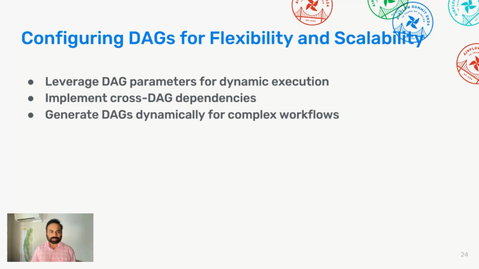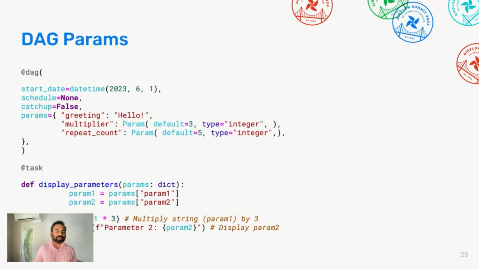We should also, as much as possible, try to implement everything we need for a given data flow in a single DAG. Sometimes we may not be able to organize everything into a single DAG. We may have multiple DAGs. In that case, instead of duplicating logic between 2 different DAGs, we can use Cross-DAG dependencies. There are different ways of having Cross-DAG dependencies, and we'll look at some of them. And then there is also the concept of dynamically generating DAGs for complex workflows. So let's explore each of them in detail.